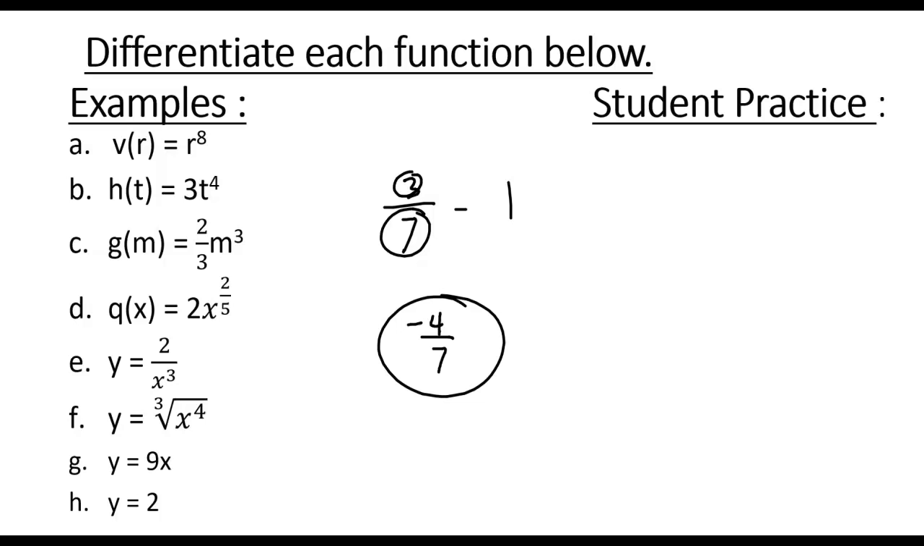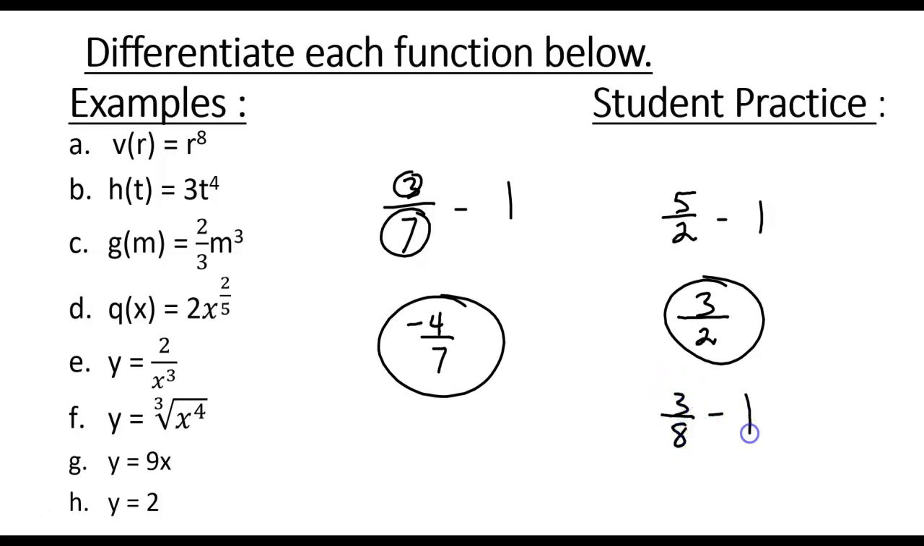Why don't you guys try one really quick? Let's say I gave you guys 5 over 2 minus 1. Try to just do some mental math here really quick without pausing the video and see if you can just get the answer. You do top minus bottom, so 5 minus 2 is 3, and you keep the bottom the same, so it's 3/2. Let's do another one. How about 3 over 8 minus 1? Do that one mentally and see what you guys get. Should be -5/8.